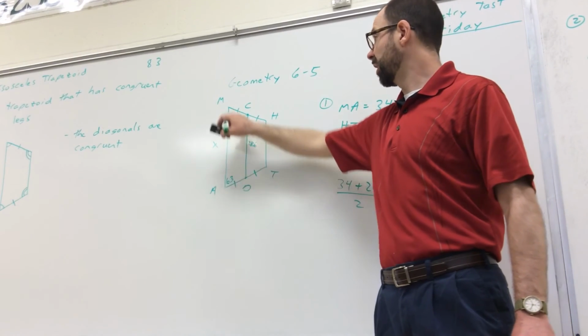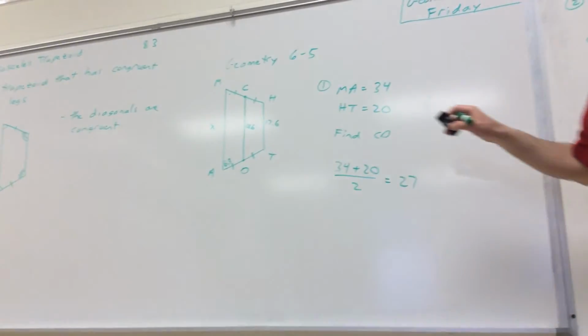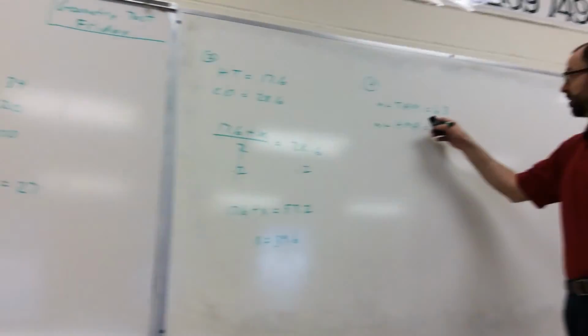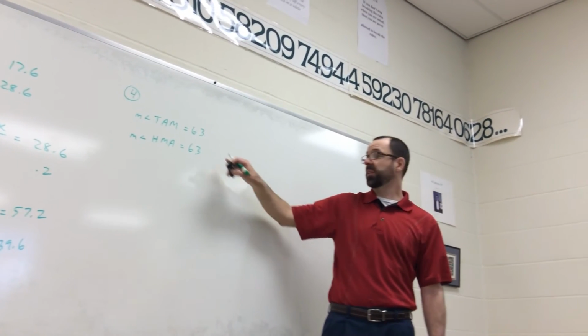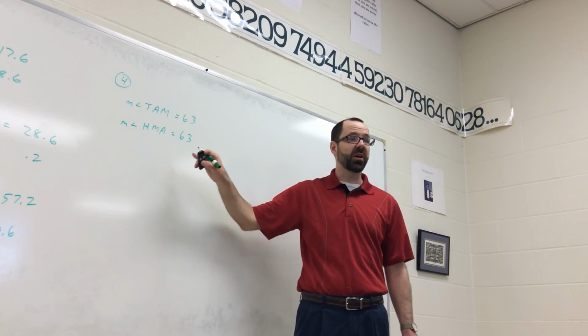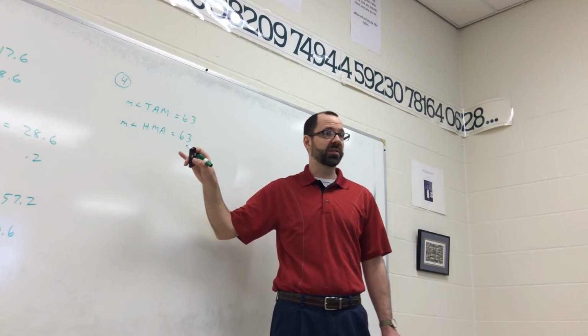Is this angle 63? How big is that angle? Yes, 63. Good. Now, does this happen on every trapezoid, or is this something special that happens on isosceles trapezoids, where these would both be the same? These would both be 63.